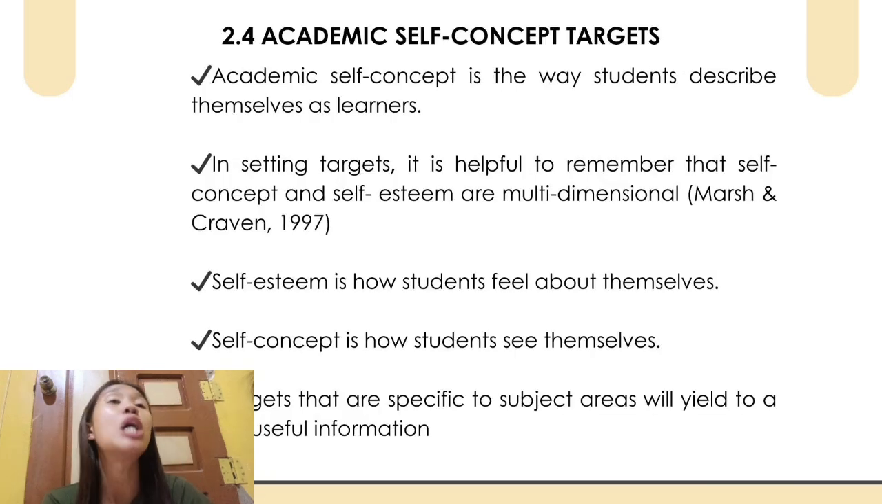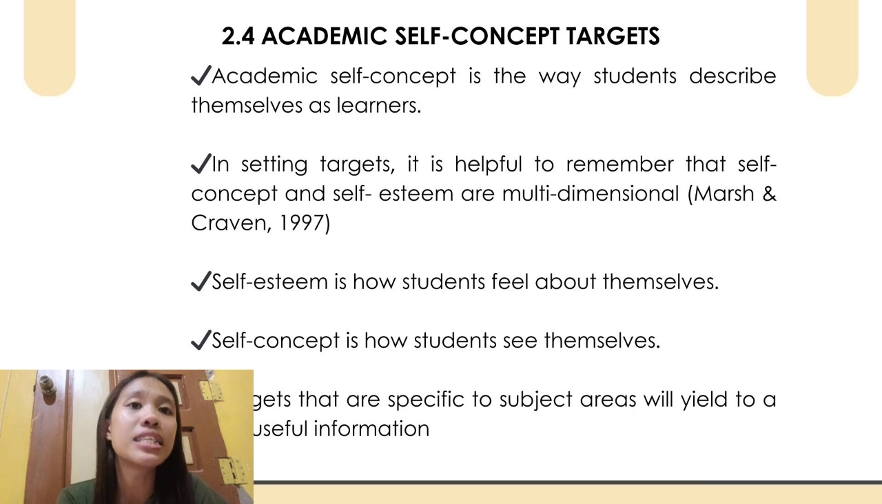2.4 Academic self-concept targets. Academic self-concept is the way students describe themselves as learners. So this is how students view themselves as learners, their beliefs about their abilities and skills in school. In setting targets, it is helpful to remember that self-concept and self-esteem are multidimensional. Both are complex and made up of different parts.